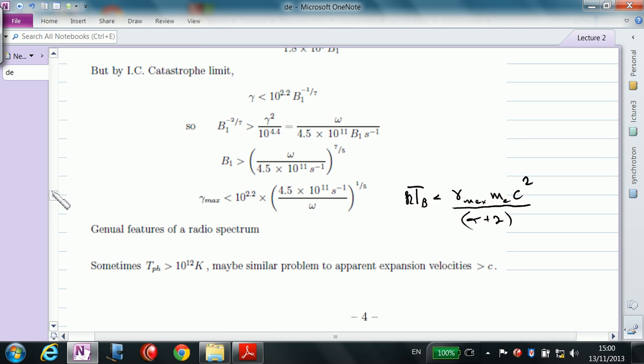But the point is, I can never have a brightness temperature that's higher than 10 to the 12th degrees without getting an inverse Compton catastrophe. Because it would simply mean that the photon energy density is larger than the magnetic field energy density, and that's the point of no return. And the inverse Compton process becomes like a sorcerer's apprentice, where you just can't stop it and it takes over.